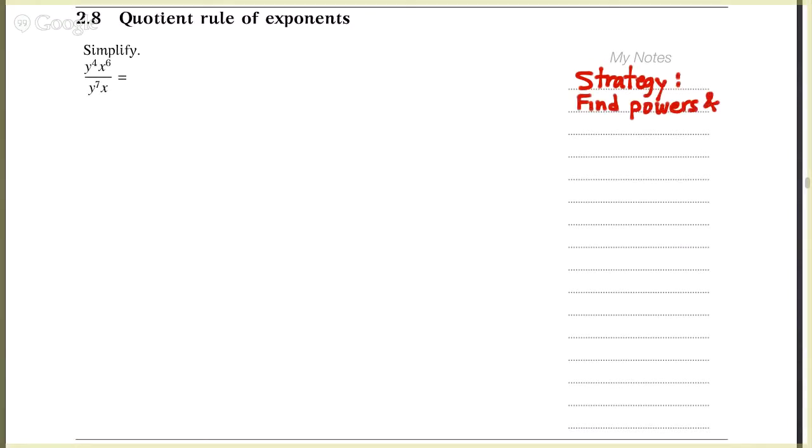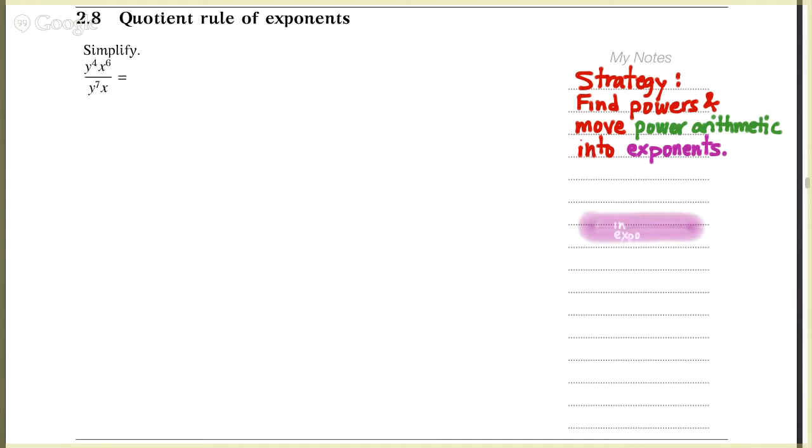Well, exactly the same as in the previous problem. We're going to find the powers, and then we're going to move the power arithmetic into exponent arithmetic instead, using the same layer cake of arithmetic operations. So whatever we do to the power, we're going to do one step lower to the exponent instead.